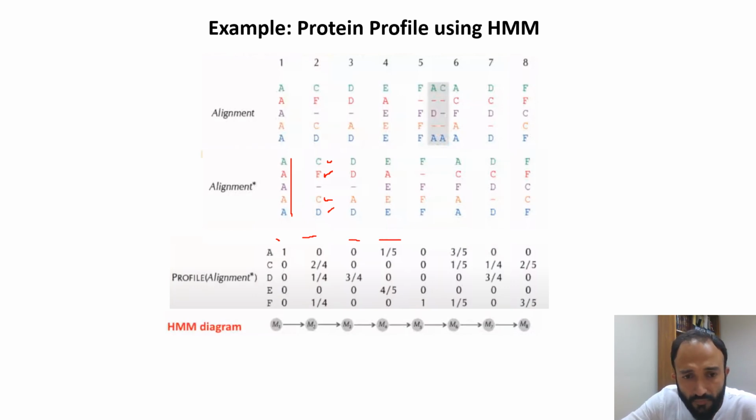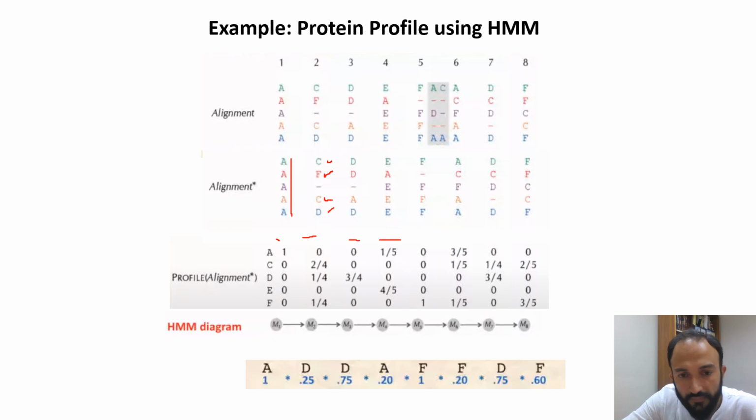So if we make an HMM diagram of all this, we can say that there's a probability of 1 of having A at this site, a probability of 0.25 of having D at this site, 0.75 of having D at this site, and so on for the rest of the sequences.